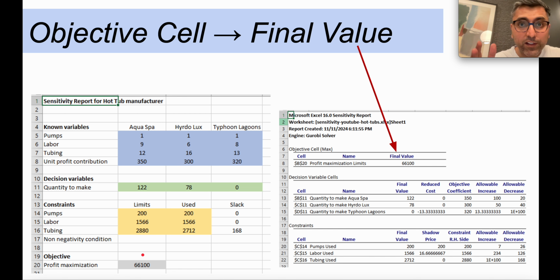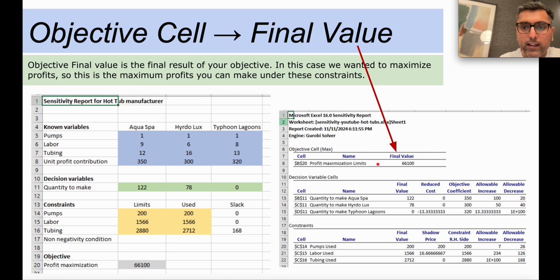If I have a maximization problem, it gives us the maximum value. If you had a minimization problem, it gives you the minimum value that you're hoping to get. Let's say you were reducing costs. So it gives you the final value and matches up to your Excel sheet as well. The objective final value is the final result, in case we want to maximize profit or minimize costs.